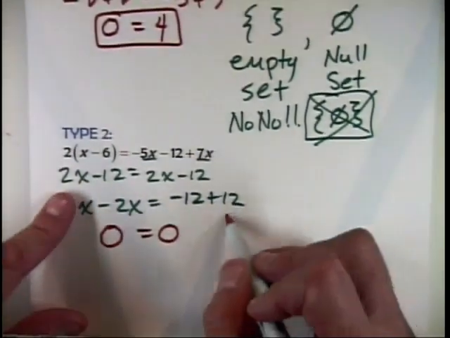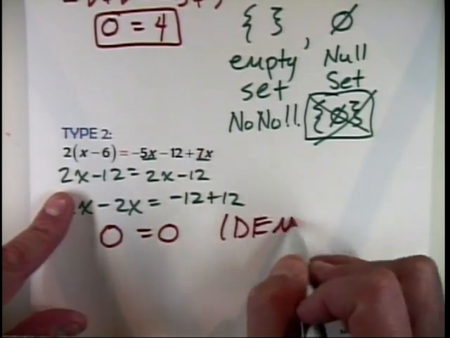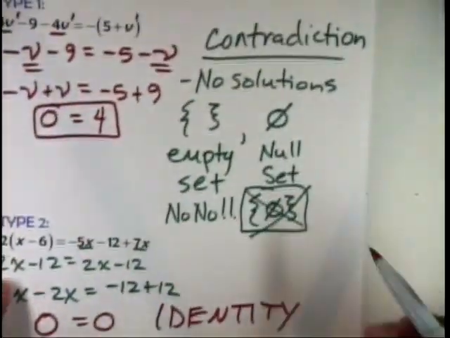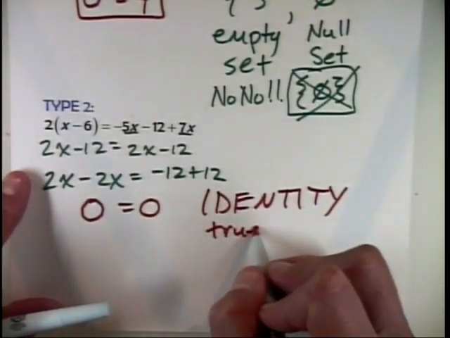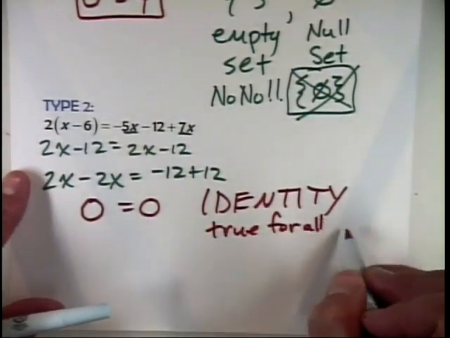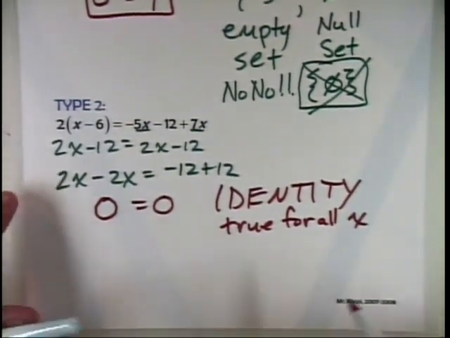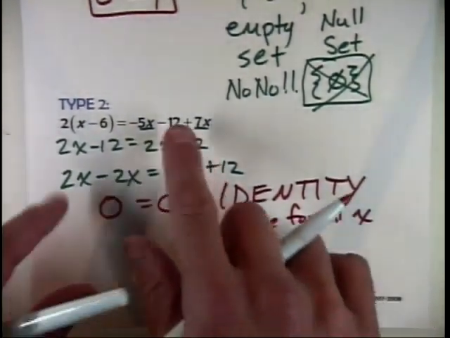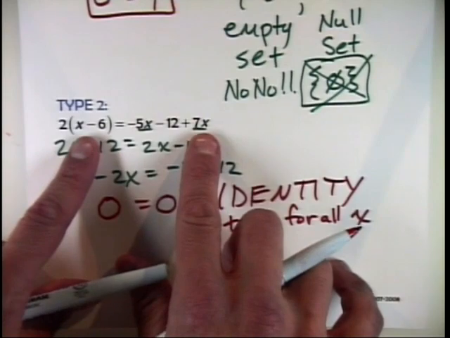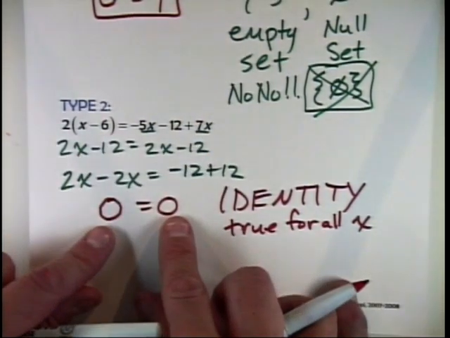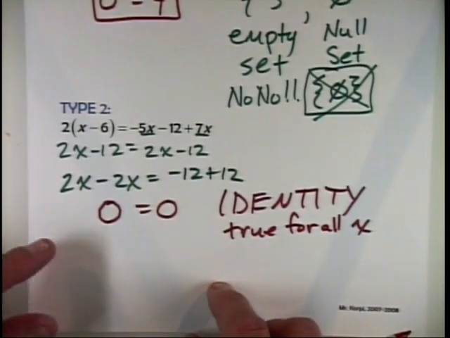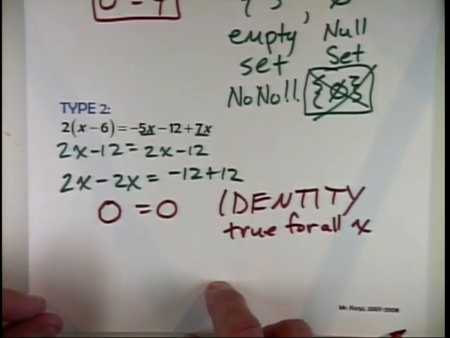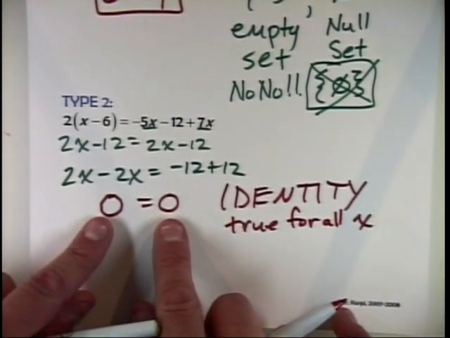This right here is called an identity. And unlike a contradiction that had no solutions, an identity is true for all x in the domain. In this case, it's all real numbers. In other words, it doesn't matter what value of x you plug into the original equation, you are always going to get a true statement. Try any number at home. Try 1, try 5, try a negative 52 million if you want to challenge yourself. You're going to get a true statement out here at the end.